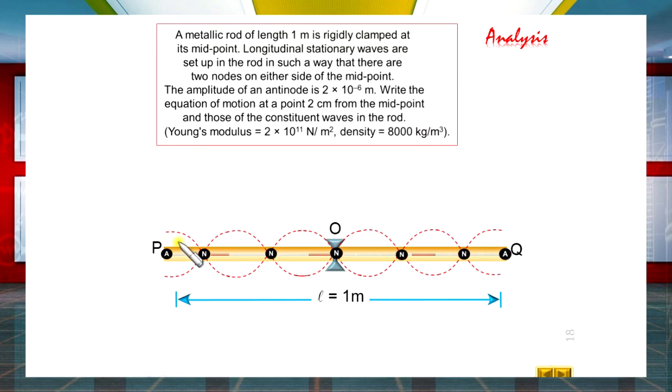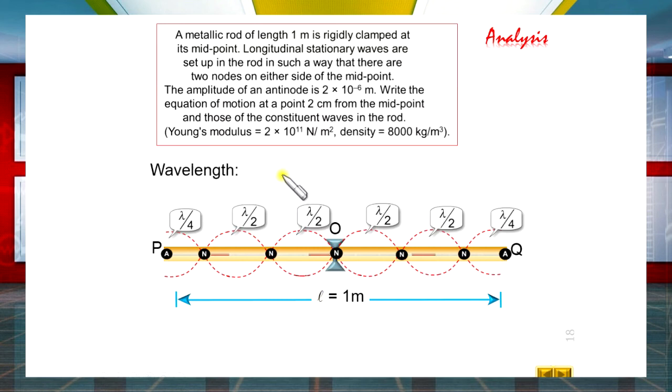So here we can write the length of the different loops. This is lambda by 4, lambda by 4. This is lambda by 2, this is also lambda by 2, and lambda by 2. That means this is lambda plus lambda plus lambda by 2, that is 5 lambda by 2. That 5 lambda by 2 should be equal to L. So let us write the relation for the wavelength, that is L equal to 5 lambda divided by 2.